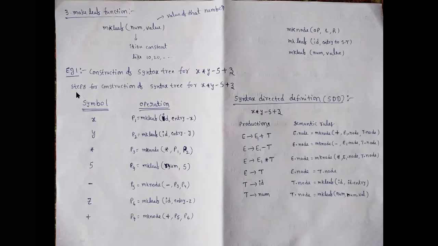Steps for construction of the syntax tree for x star y minus 5 plus z. We have two fields, symbol and operation. Let us consider the given expression from left to right. The first symbol is x. Is x an operator or an operand? x is an operand.